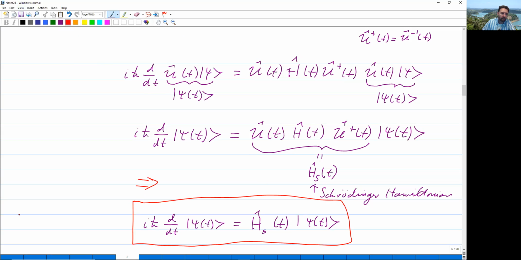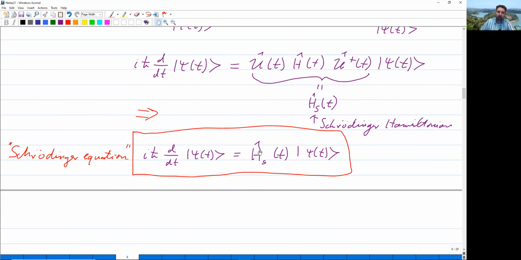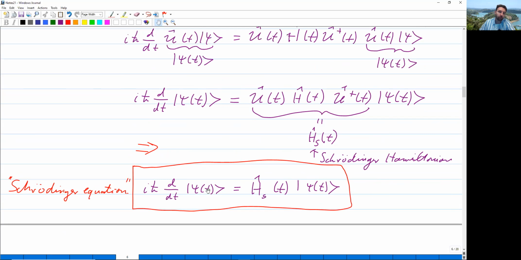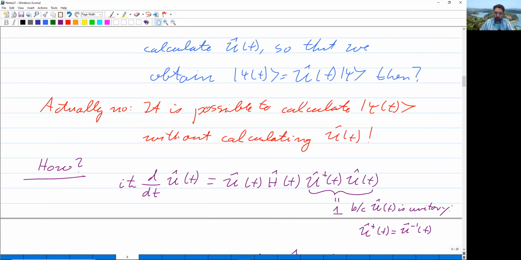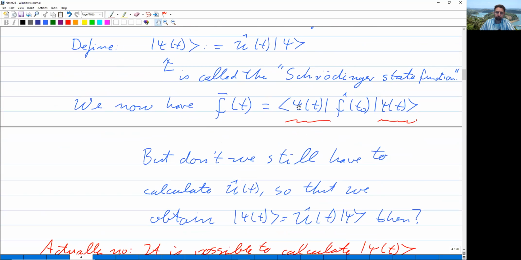So this is the Schrödinger equation. And it appears we are done at this point, because we have arrived at the differential equation for psi of t, and if we can only solve it, then we seem to be done, because once we have psi of t, we can go back to here and calculate any prediction for any observable we want.